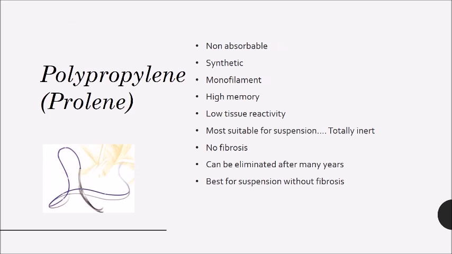The next one is polypropylene. Again, it is a synthetic, non-absorbable monofilament with high memory and very low tissue reactivity. It is most suitable for suspension because it's totally inert. Inert means it does not cause fibrosis at all, and it is best for suspension without fibrosis. And it can be eliminated even after many years.